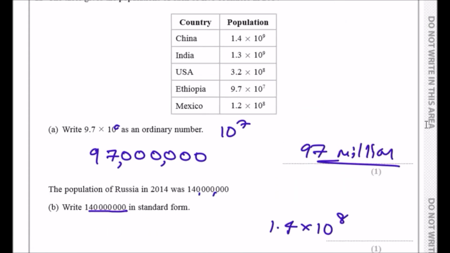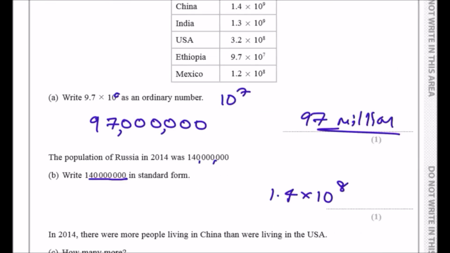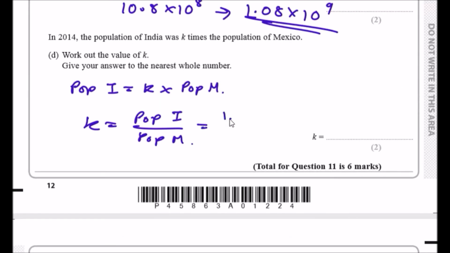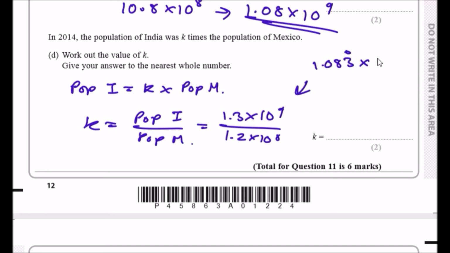All right, let's do it. India over Mexico. You can even put this in your calculator: 1.3 times 10 to the power 9 over 1.2 times 10 to the power 8. Easy. So 1.3 over 1.2 we need to work out. You can just put that in your calculator, you get 13 over 12 as a decimal, which is 1.083. And 10 to the power 9 over 10 to the power 8 is, subtracting the powers, 10 to the power 1, so just 10.